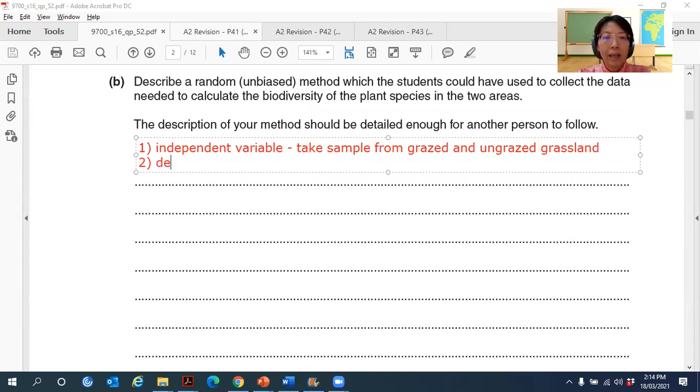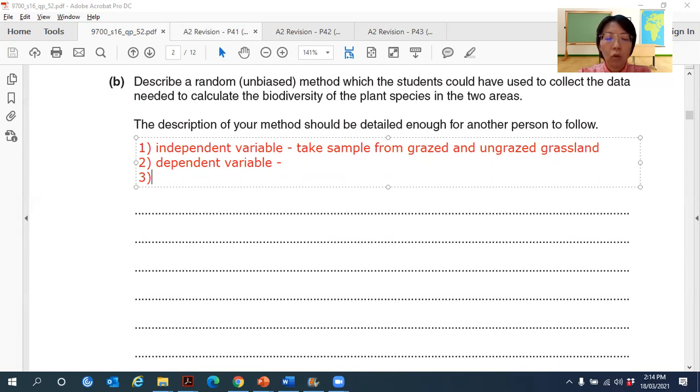Then after that, your dependent variable. Your dependent variable means you want to take the data. What is it that you want to measure? Your dependent variable is what you want to measure. First, you need to be able to identify the species. I'm not going to write this yet because I want to write number 3 first, because number 3 and number 2 overlap. Number 3 is the detailed procedure. Because this is ecological sampling, you want to write how you go about doing your sampling.